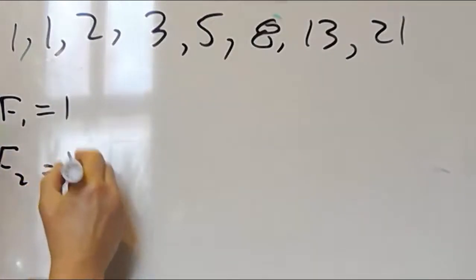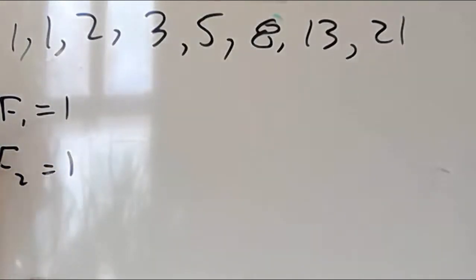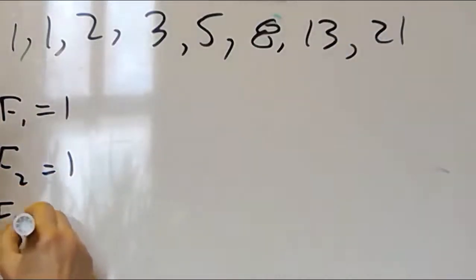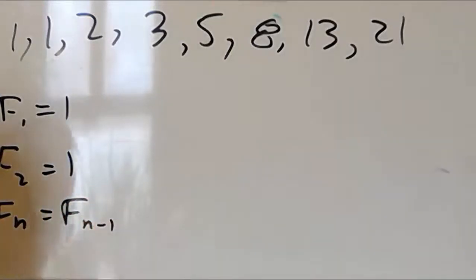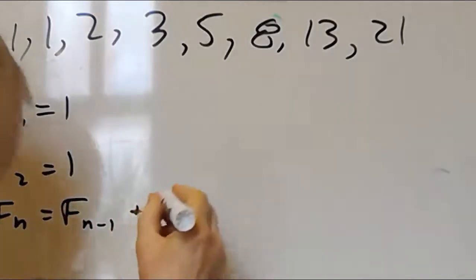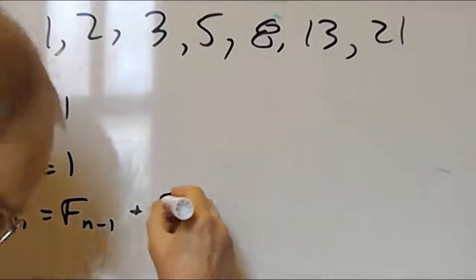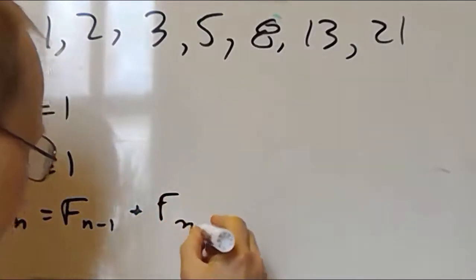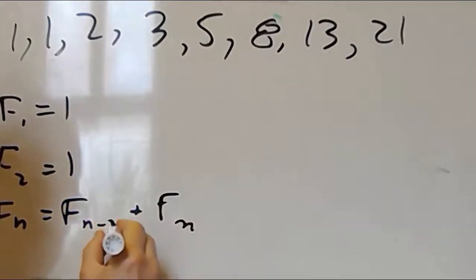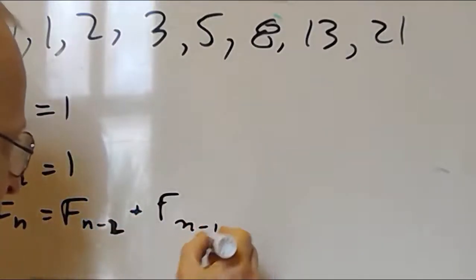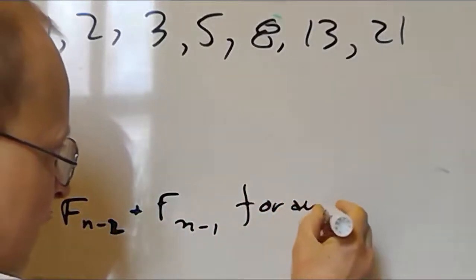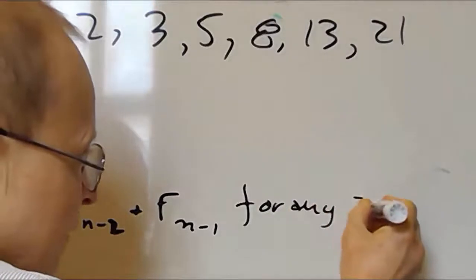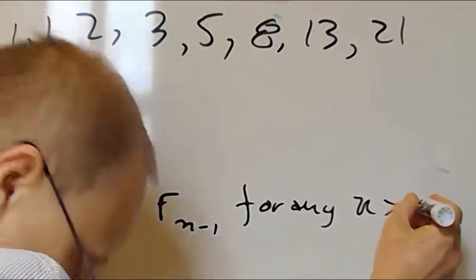F2 is equal to 1. And if we want to generalize any of these for any Fn, Fn is equal to Fn minus 2 plus Fn minus 1, for any n greater than or equal to 3.